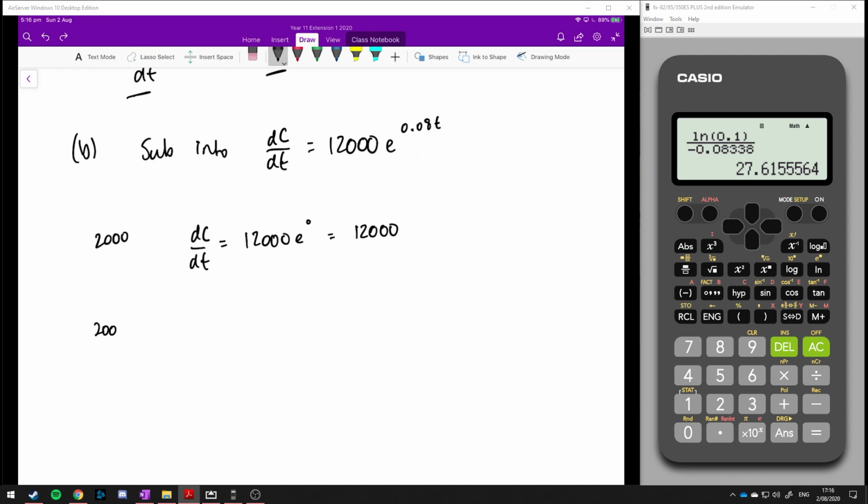Now 2001, our derivative is going to change a bit. So it's going to be 1200 e to the power of 0.08 times 1, which is, if we put it into this calculator over here, 1200 e to the 0.08 times 1 gives us 12,999 to the nearest dollar.